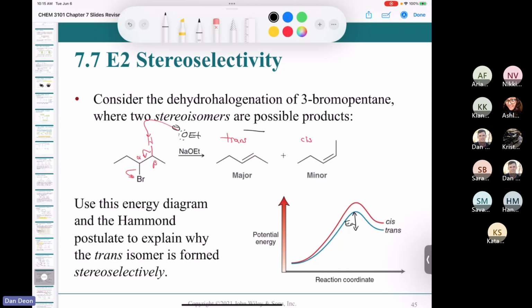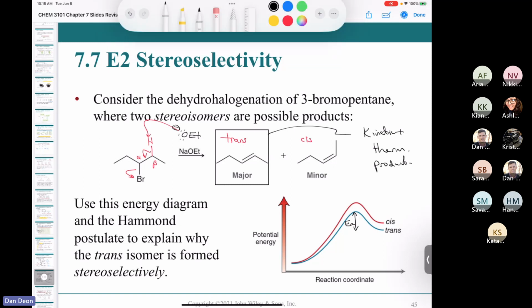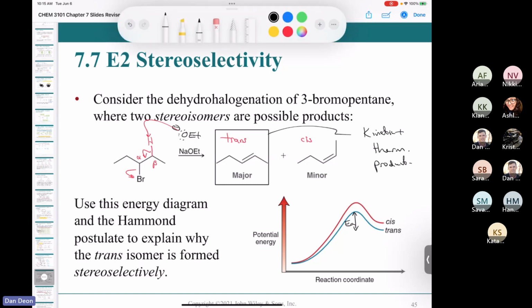So we'll say trans is the kinetic and thermodynamic product, right? In this case that's shown here. It says to use this energy diagram and the Hammond postulate to postulate why the trans isomer is formed stereoselectively. Well, I've already gone over this with you. It says that the transition state is going to more closely resemble the product than the starting material, and the product is lower in energy. So anyhow, not much more than that. I think it's not the greatest question in the world.